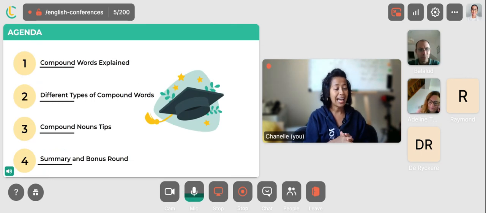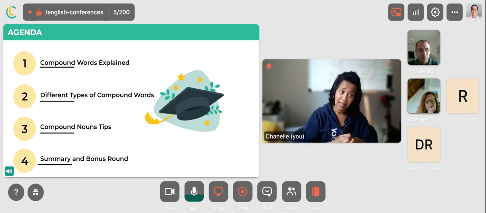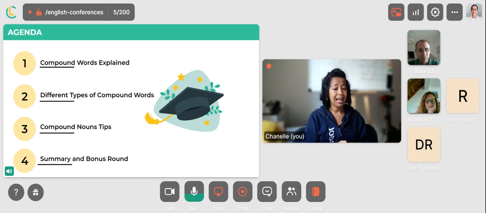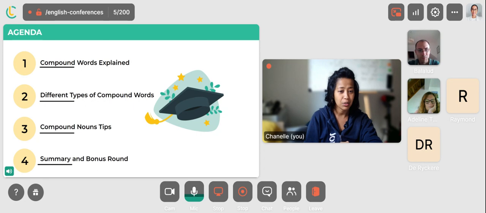Tonight, we will look at 4 parts. We will look at compound words. What are they? We will look at different types of compound words. Number 3, we will look at compound noun tips. So for example, how do we see compound words? How do we put them together? And number 4 is a summary and a bonus round. So let's have a look.